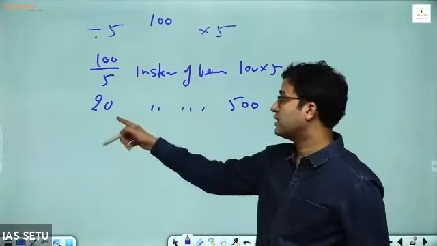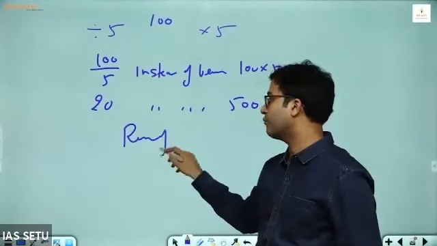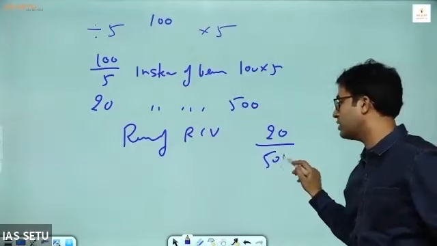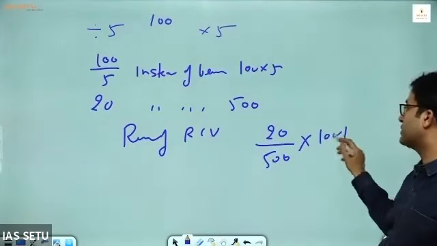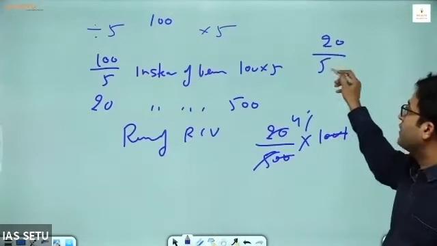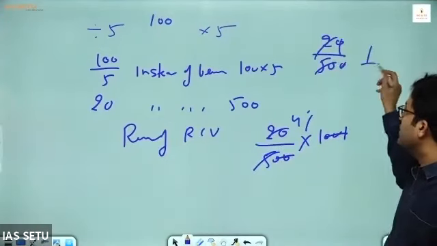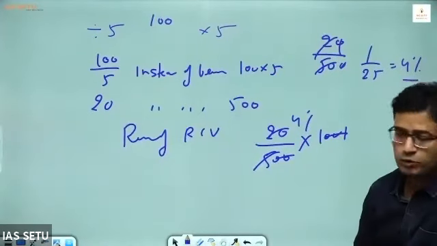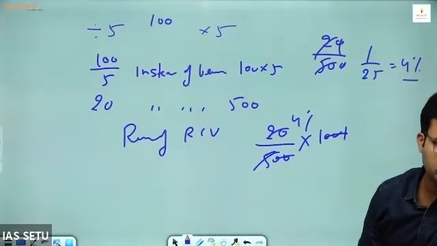So what percentage is the result of the required correct value? 20 out of 500 into 100%. So you can say 4%, or 20 out of 500, zero cancels, it is 1 by 25. So it is 4%. 1 by 25 in our fraction table is 4%.